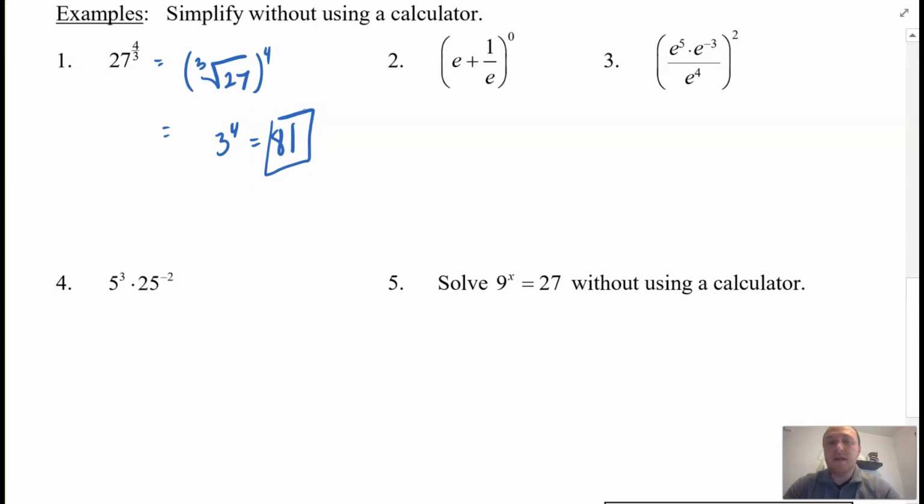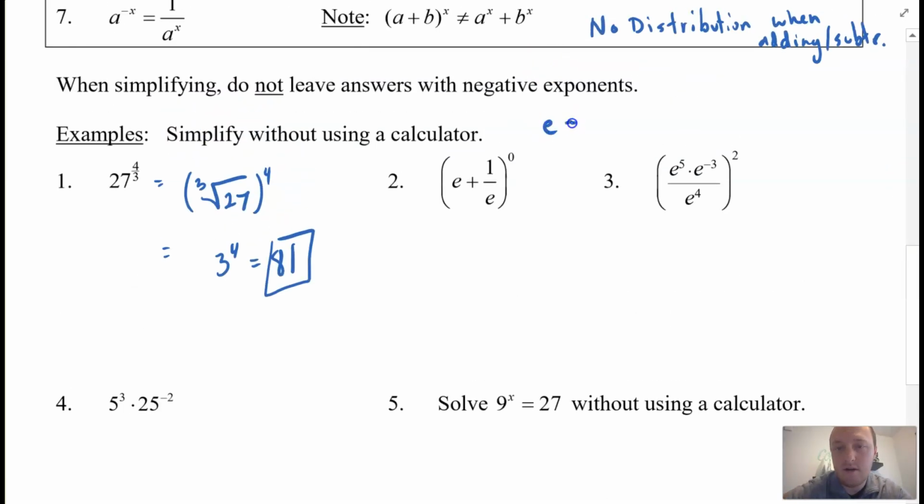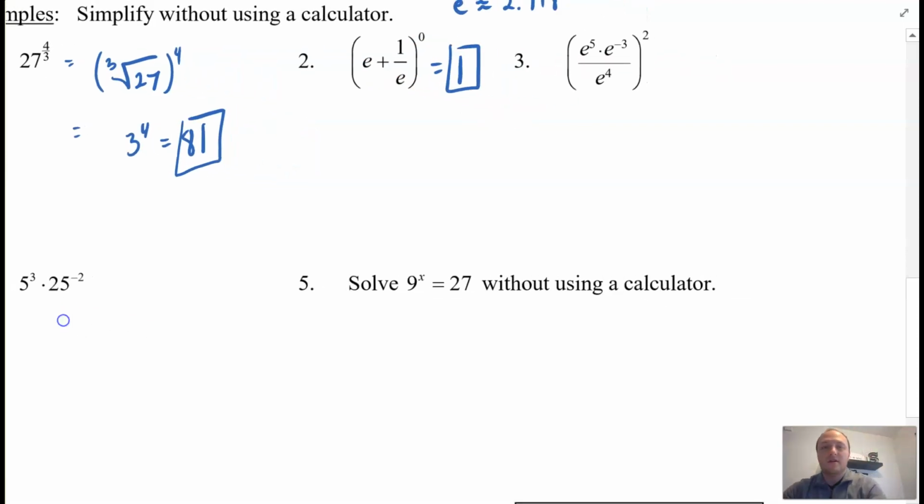Example 2, e. Remember e is a numerical base, and we'll talk about base e here in a second, which we're going to utilize a lot. It's approximately 2.718. And e plus 1 over e to the power of 0. Anything raised to the power of 0 is 1. So, well, that was easy. Number 3.